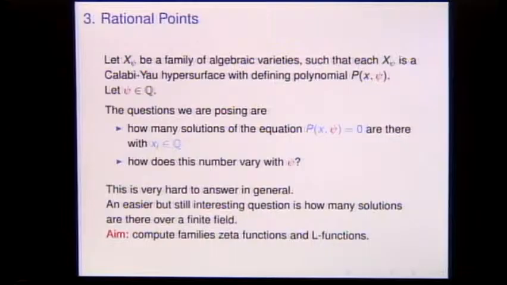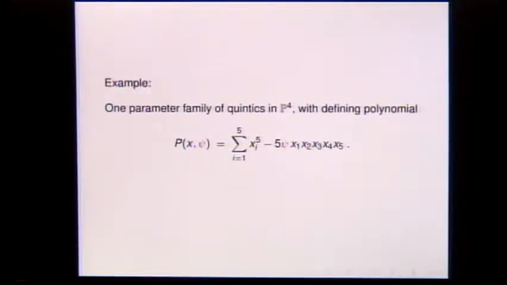And at the end of the last lecture, I will give some references that have more on this. So this is the example that we have been working on: the one-parameter family of quintics in P4 with this defining polynomial. The x's are the homogeneous coordinates on P4.